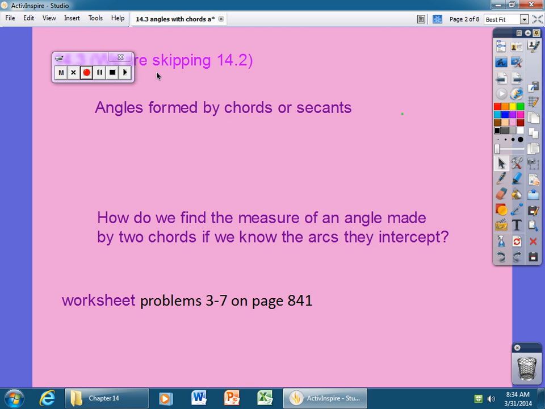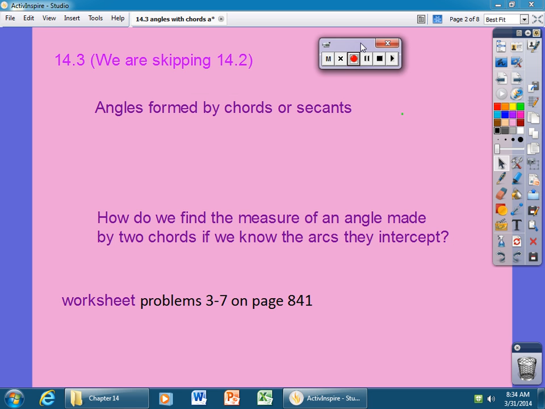Okay, today's lesson is angles formed by chords or secants. This is lesson 14.3. Yes, we are skipping 14.2. So what we're going to be looking at is how to find the measure of an angle made by two chords if we know the arcs that they intercept.